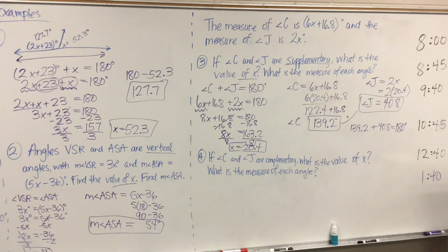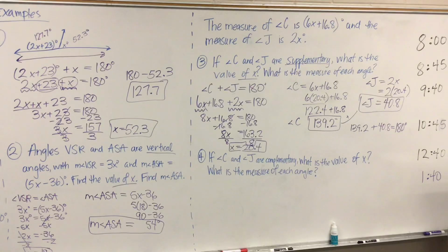Now, what if they are complementary? That is example number 4. You can pause at this time and see what if they are complementary. All right, if C and J are complementary, what is the value of x?